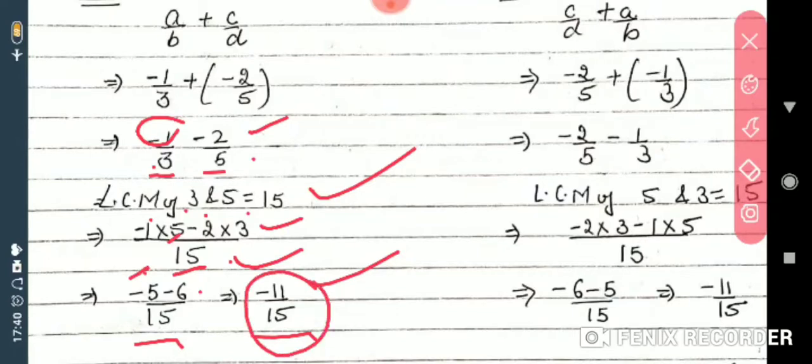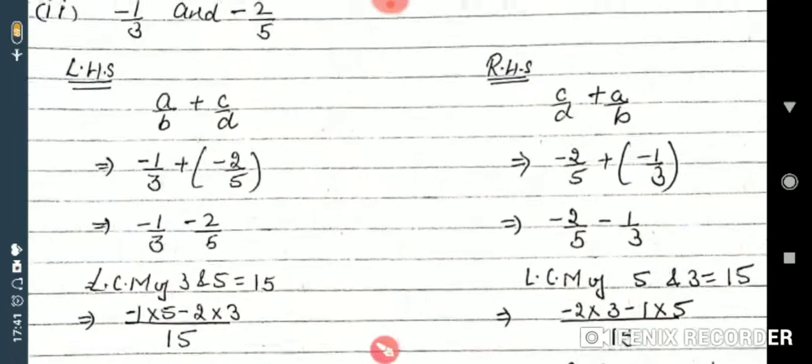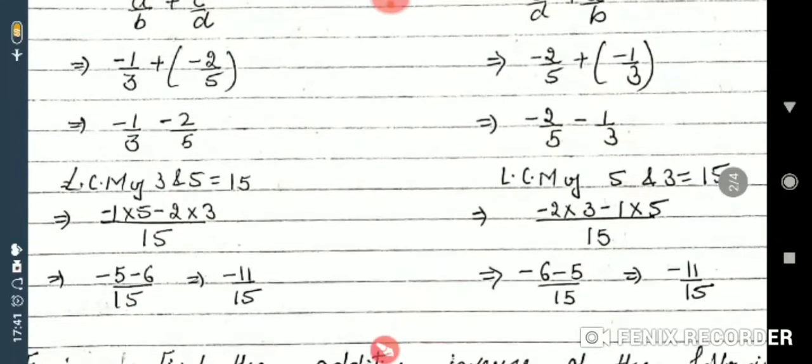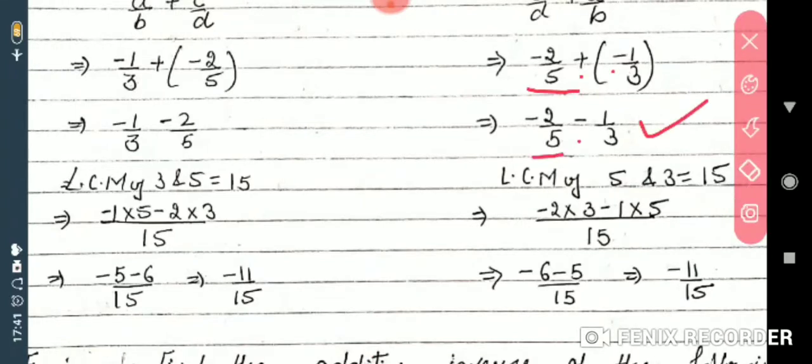Now let's solve the RHS. RHS means C upon D plus A upon B. So C upon D is minus 2 by 5 plus A upon B is minus 1 by 3. So minus 2 by 5 plus minus 1 by 3. Again the denominator is different, so the LCM of 5 and 3 will be 15.